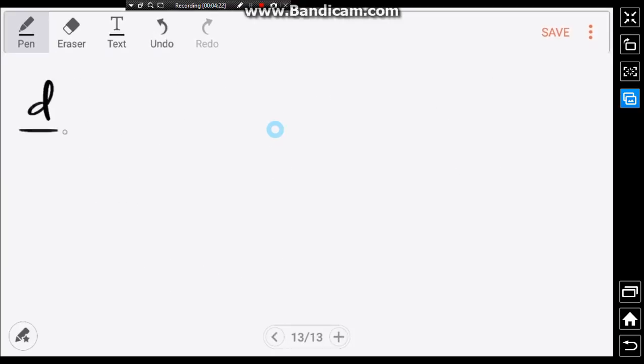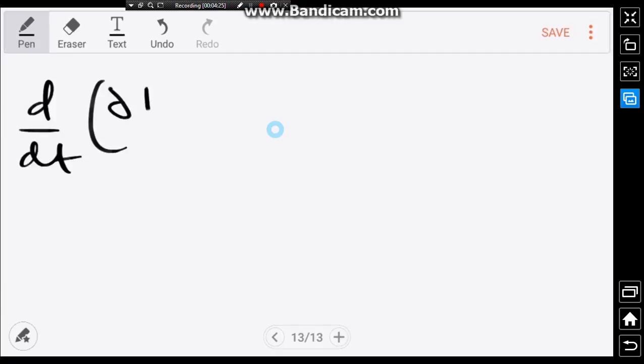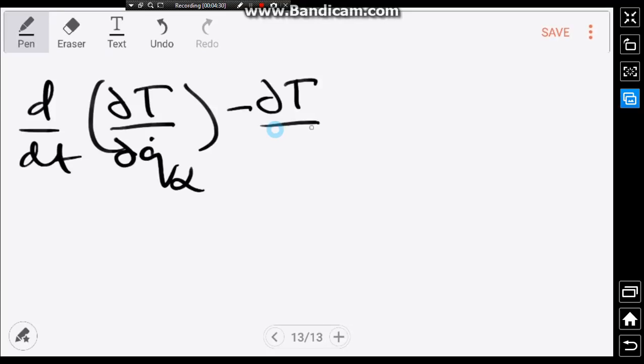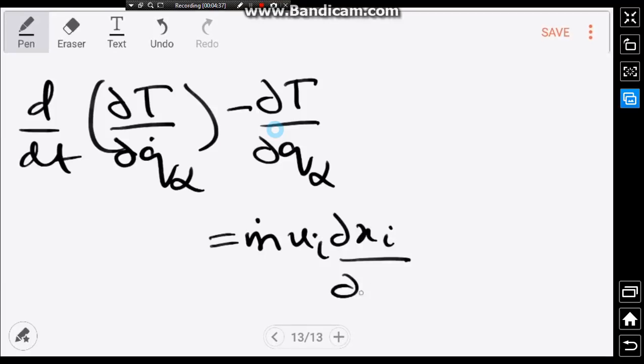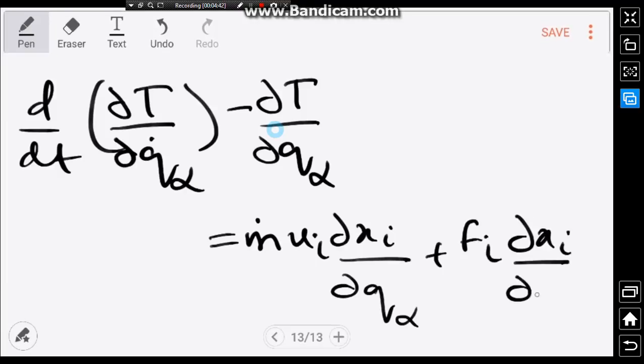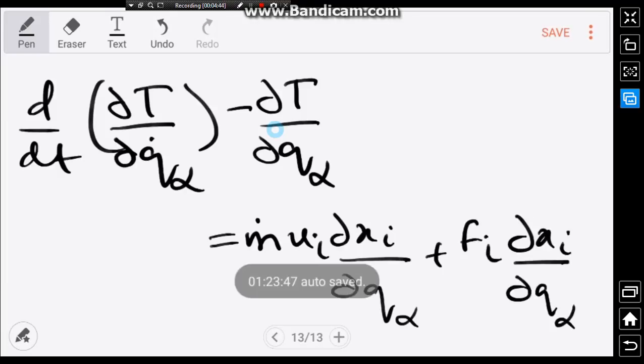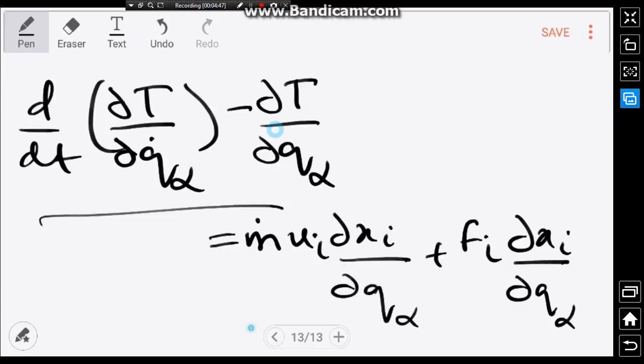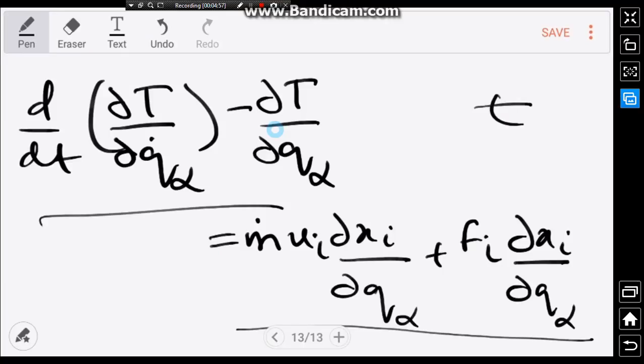equation in the following form: d by dt of dou t upon dou q alpha dot minus dou t upon dou q alpha is equal to m dot ui dou xi upon dou q alpha plus fi dou xi upon dou q alpha. Now this equation is the Lagrangian form of the rocket equation in generalized coordinates. By integrating this equation twice, the position of the rocket at any time t can be found out.